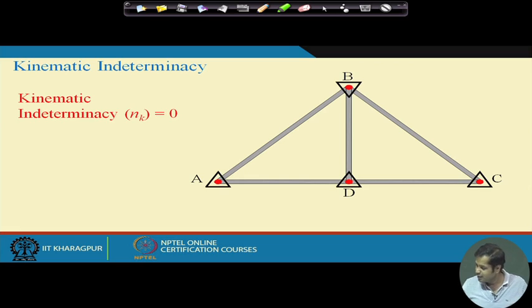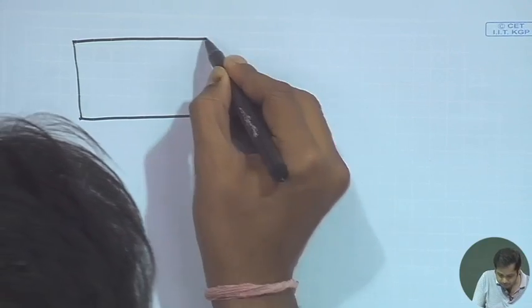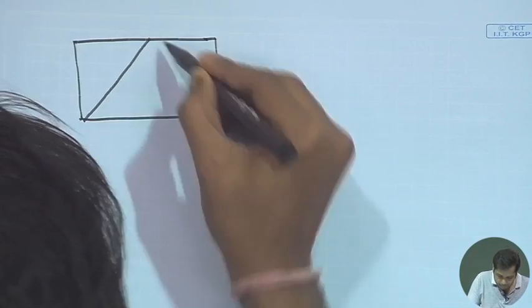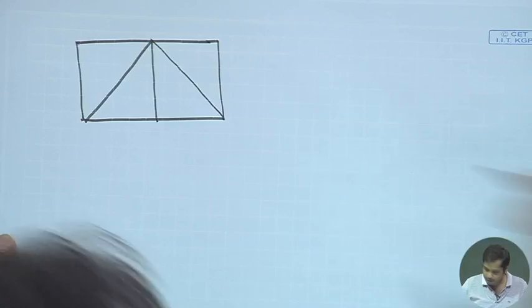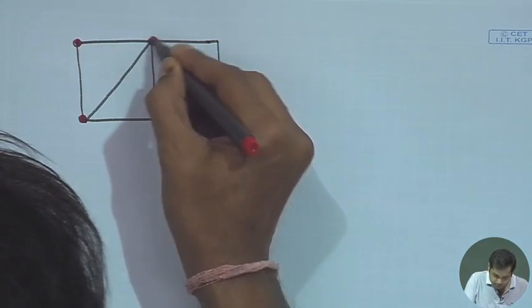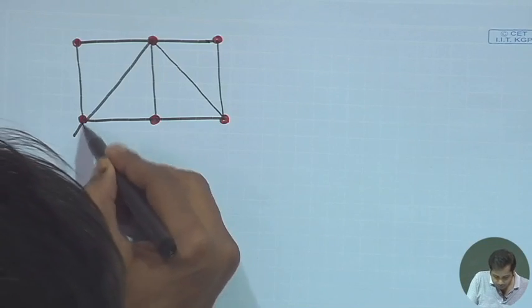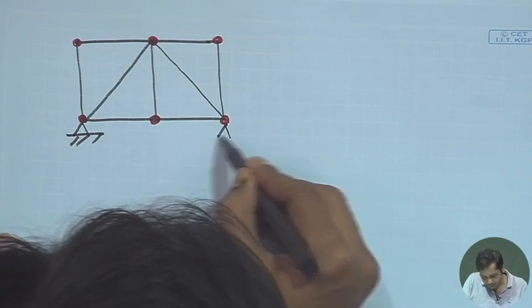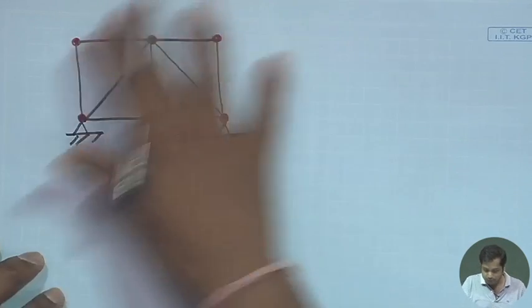Okay. Now, see just one more example. One more example for a truss itself. So, you see, take a truss here. We draw quickly a truss. Okay, and these all are hinges. Now, we have a support here, and we have a roller support here. So, what is the kinematic indeterminacy of this structure?